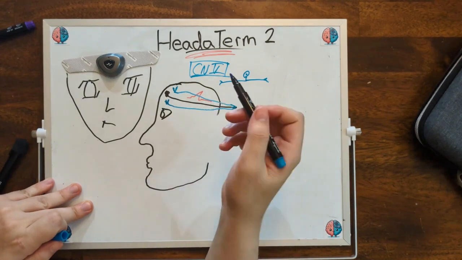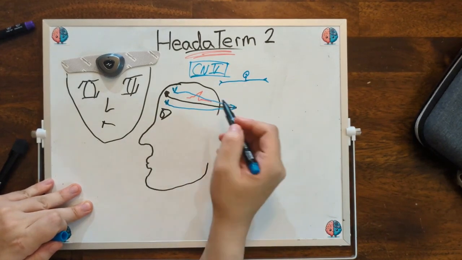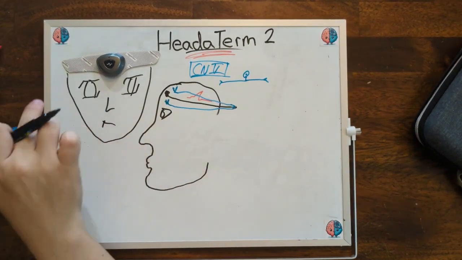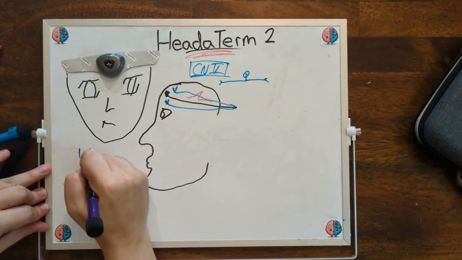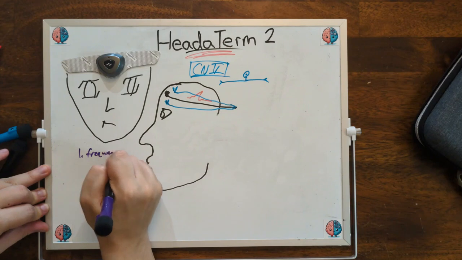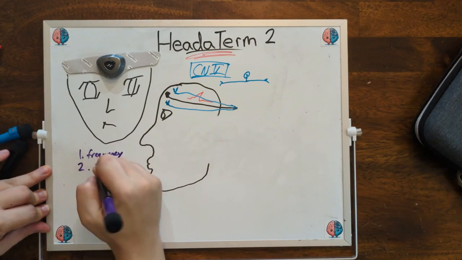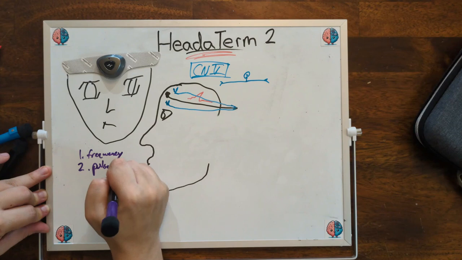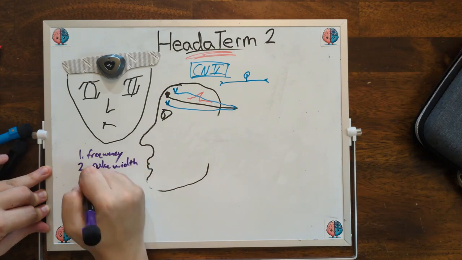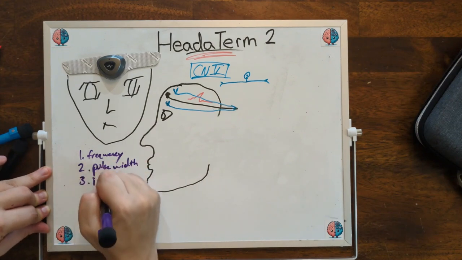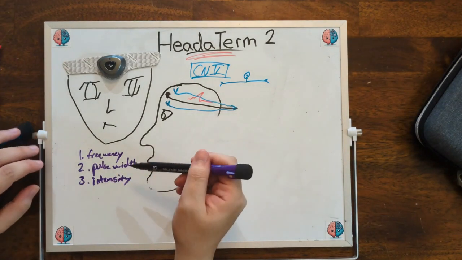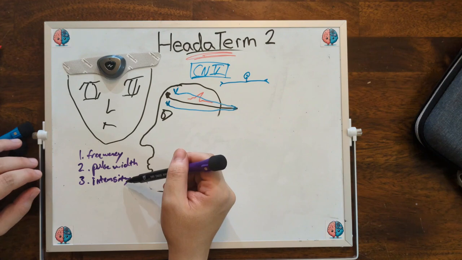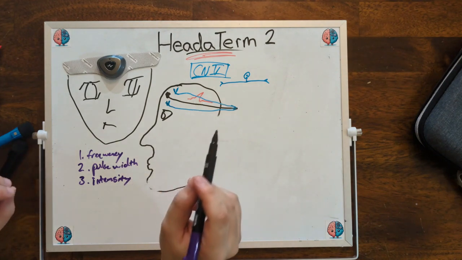So as the device activates, it generates a series of electrical pulses. And these pulses will have a specific frequency. It will have a specific pulse width. And it will have a specific intensity. This specific combination of frequency, pulse width, and intensity is crucial to the way it will relieve migraine pain.